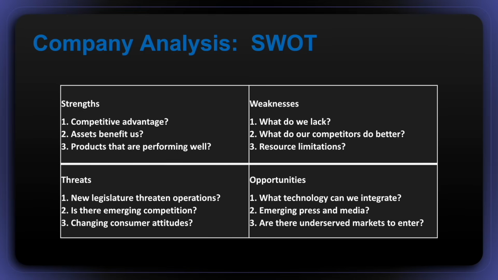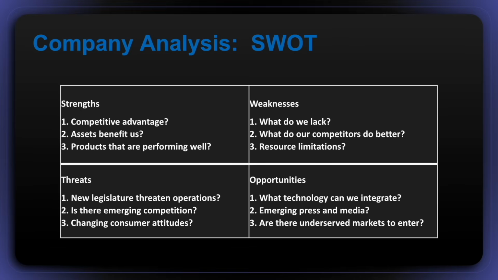So the strengths of a company are its competitive advantage, the assets that it has that are proprietary, and products that are performing well. These are the strengths because they are unique features of a company that other competitors don't have. The weaknesses of a company are things that they lack that their competitors have, things that their competitors do better, and any resource limitations that a company may be experiencing. So strengths and weaknesses are within the company and its operations.